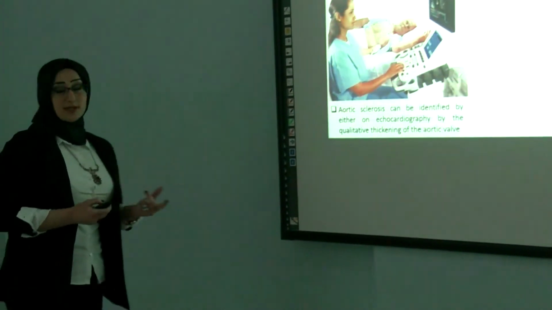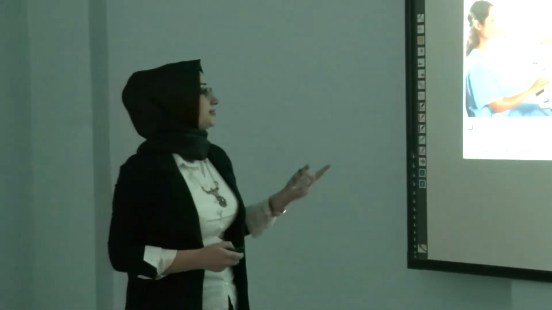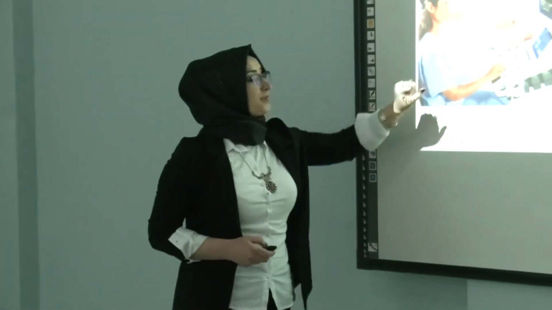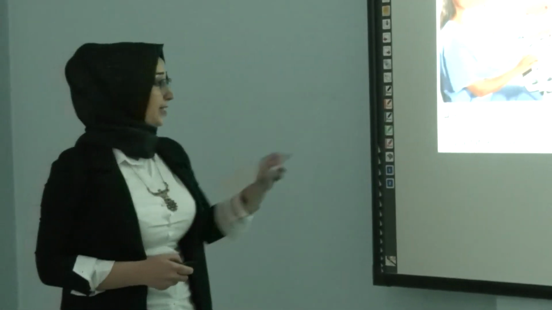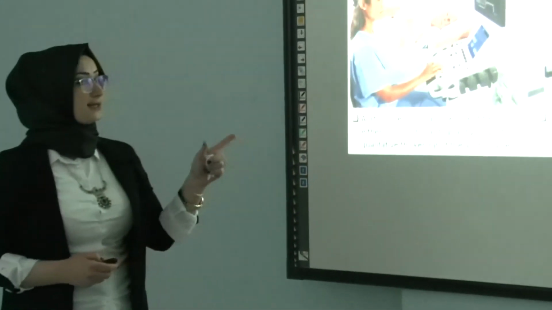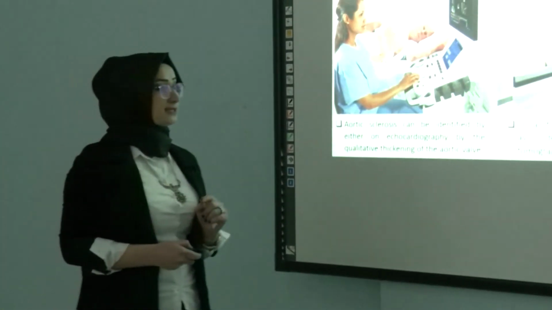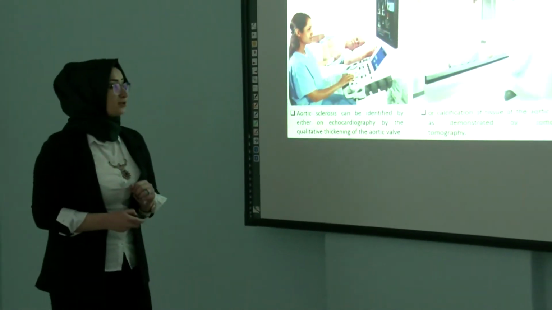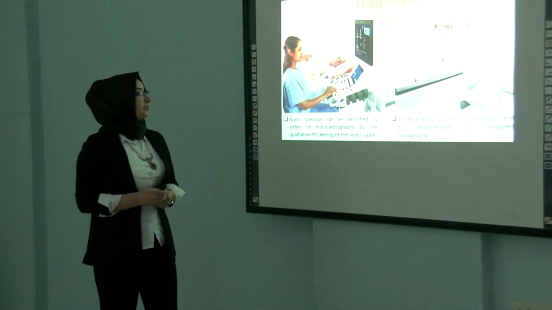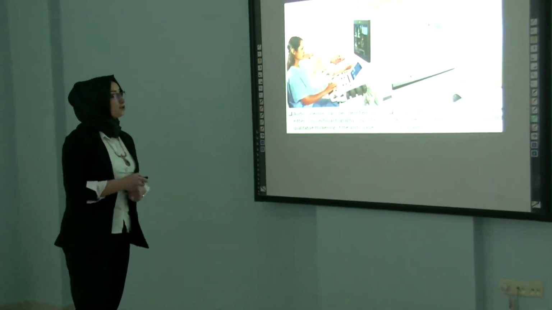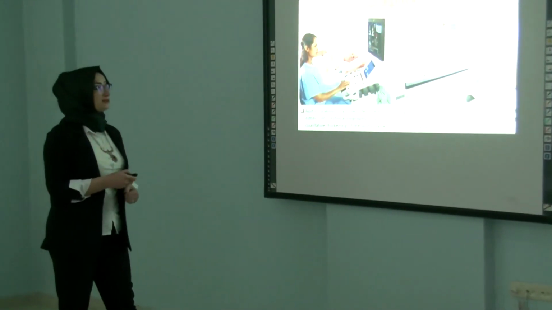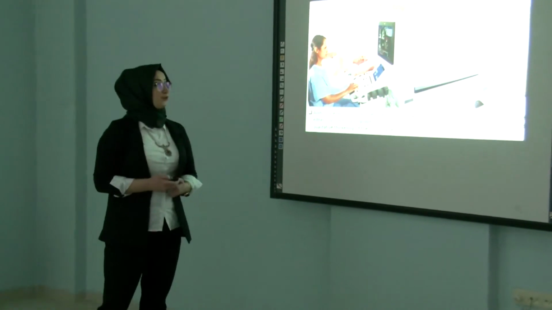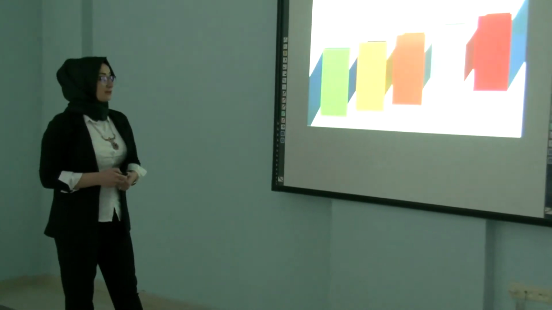Diagnosis of aortic sclerosis: generally we have two types of diagnosis. Firstly, by using echocardiography, like this photo, which is a qualitative technique for the aortic valve. Secondly, by demonstrating calcification of the aortic valve using a computed tomography CT scan device. So this is an echocardiography image, and this is a photo of a CT scan of the aortic sclerosis.